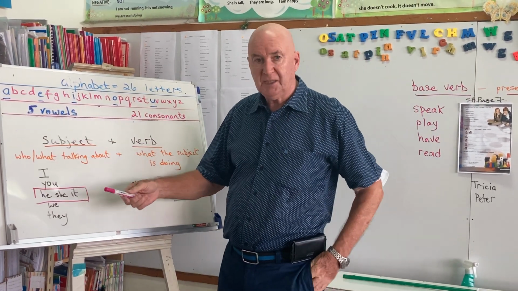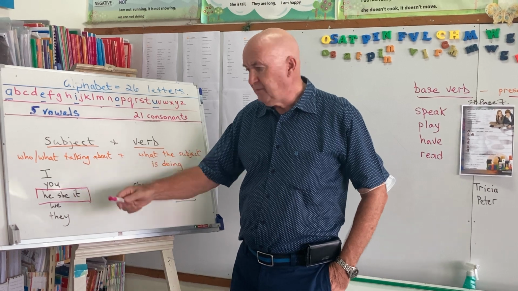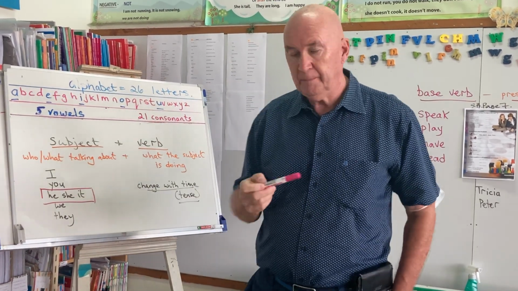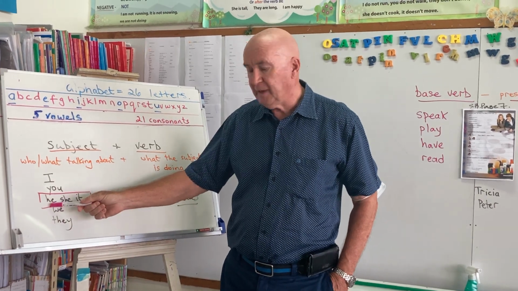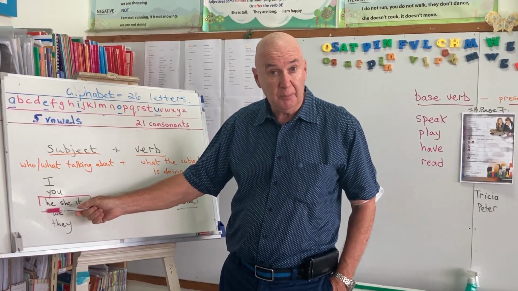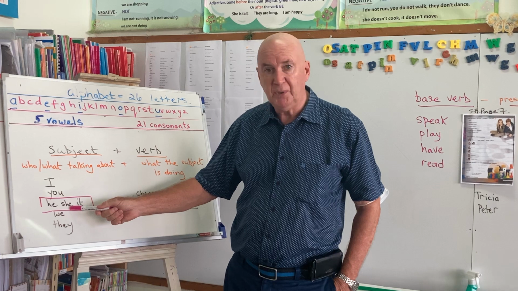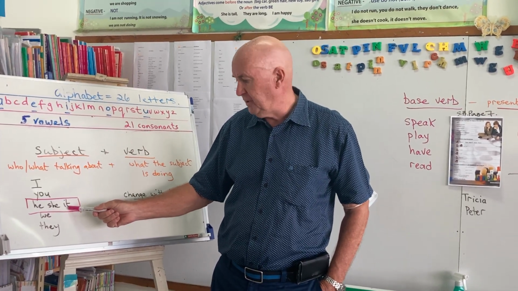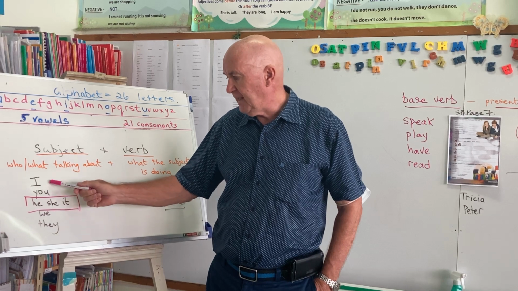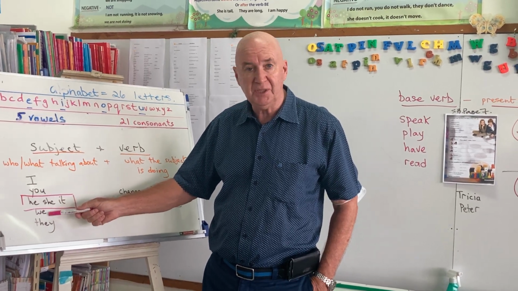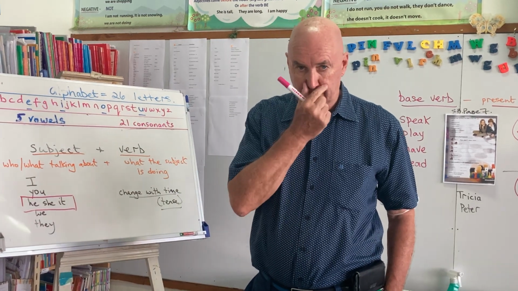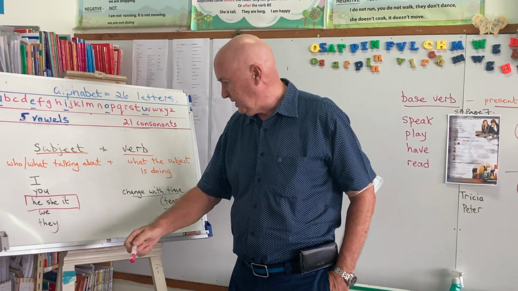Now the subject is going to be one of these. The subject will be I or you, or if we're talking about one person, a man or a boy, he, one person, a girl or a lady, she, or one thing, a cat or a dog, it. And then I and other people is we, and they, many people. So those are our subjects.